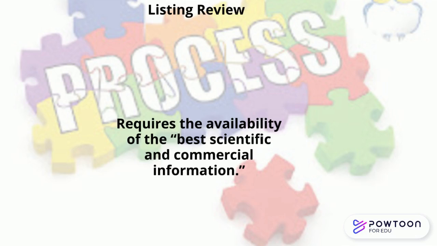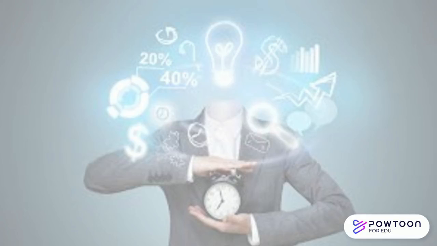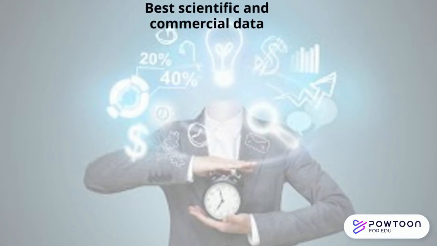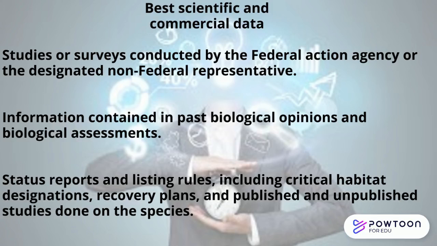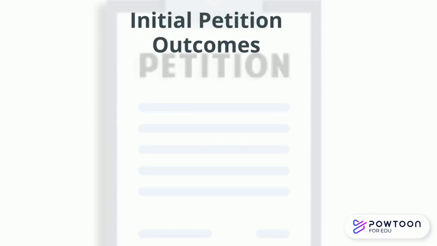The term scientific and commercial information was in the news recently as the Trump administration proposed some changes to the act. I've included an update to this week's module that covers this. The question is, what constitutes the best scientific and commercial data? The government says that this would include studies or surveys conducted by the federal agency, information contained in past biological opinions and assessments, and status reports and listing rules, including critical habitat designations, recovery plans, and published and unpublished studies done on the species.